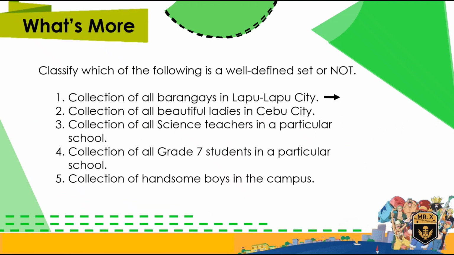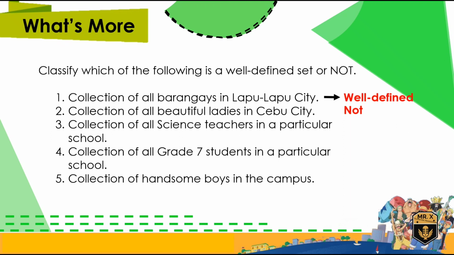Okay, let's have a review. Let's answer this activity. Let's classify whether the following is a well-defined set or not. Number 1, collection of all barangays in Lapu-Lapu City. Yes, it is well-defined, right? Because we can determine which are the barangays in Lapu-Lapu City. For example, we have Barangay Basak, Barangay Marigondon, Barangay Agos, Barangay Sababasbas, and many more to mention.